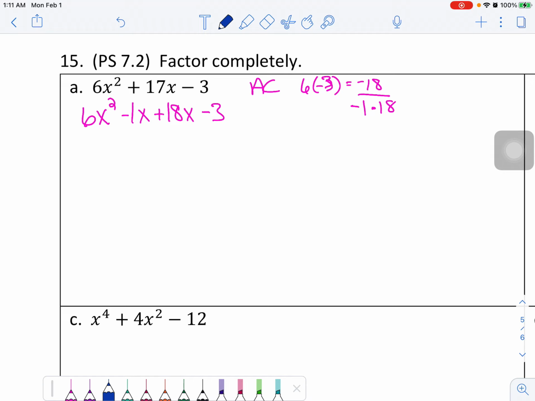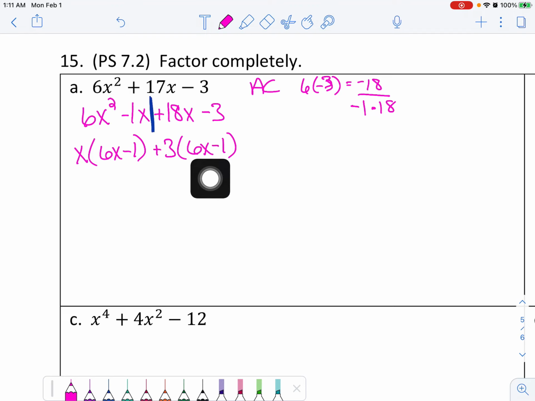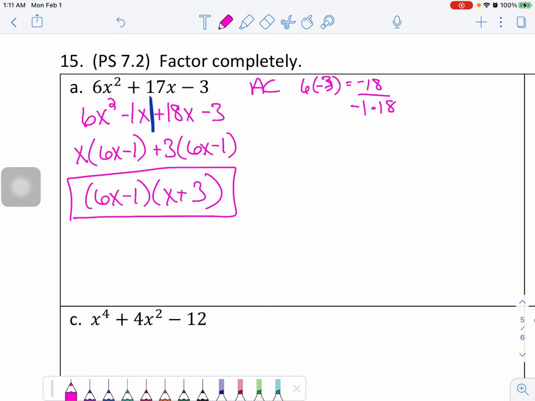Now, we did factor by grouping in one of the previous videos, might even have been a couple of the previous videos, but I'm going to split it. So I'm looking at just the first two terms. They share an x, so 6x minus 1. The second two terms share a -3. Nope, they actually share a +3. So 6x minus 1. 6x minus 1 and 6x minus 1 are identical, so I'm going to factor out those common terms, leaving behind x plus 3. So that's the factored form for part A.